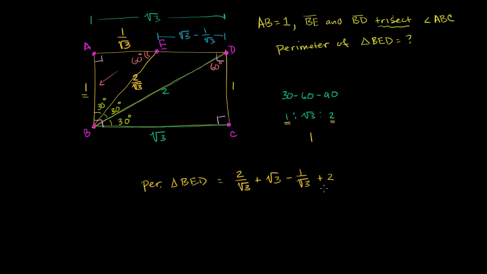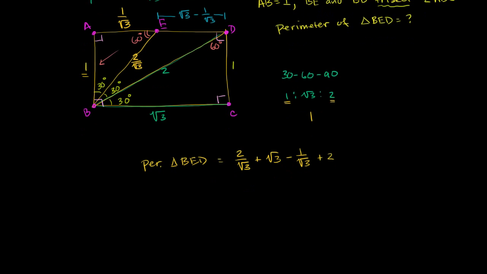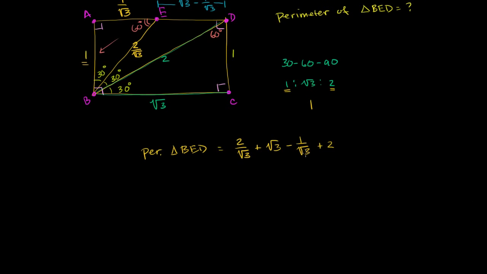And now this just boils down to simplifying radicals. You could take a calculator out and get some type of decimal approximation for it. But let's see, if we have 2 over the square root of 3 minus 1 over the square root of 3, that'll leave us with 1 over the square root of 3. And then you have plus the square root of 3 plus 2.